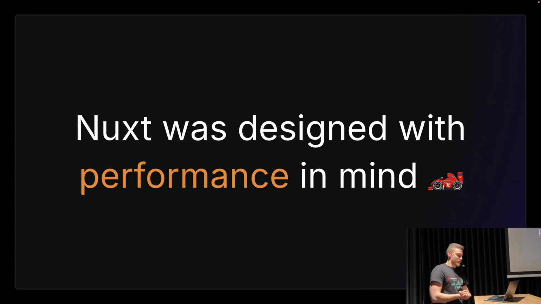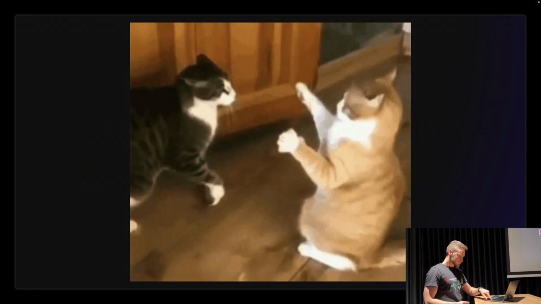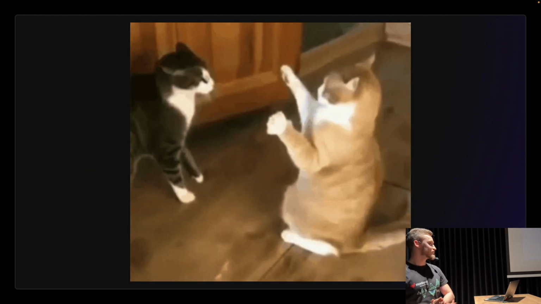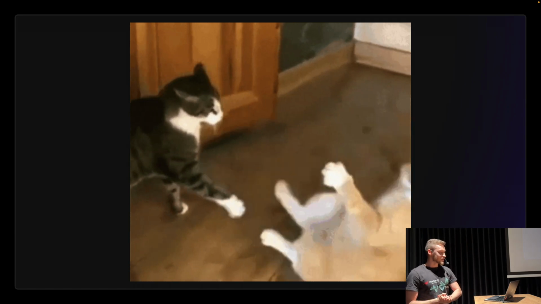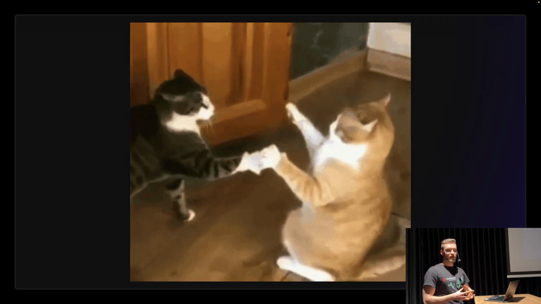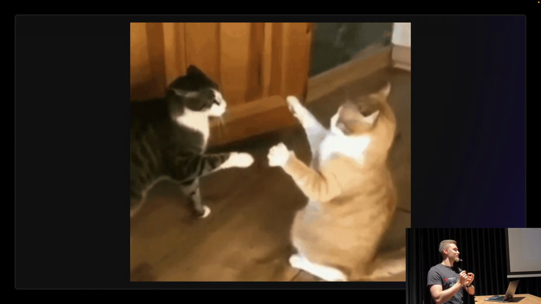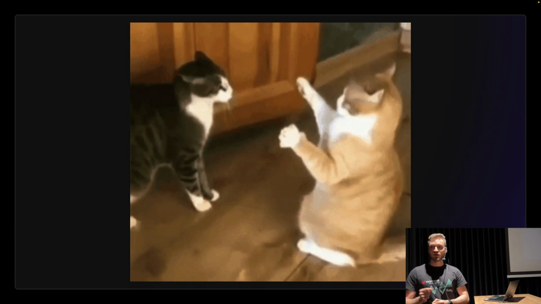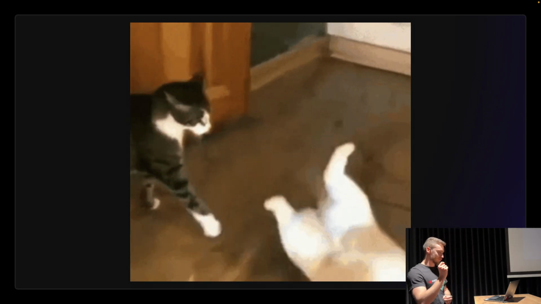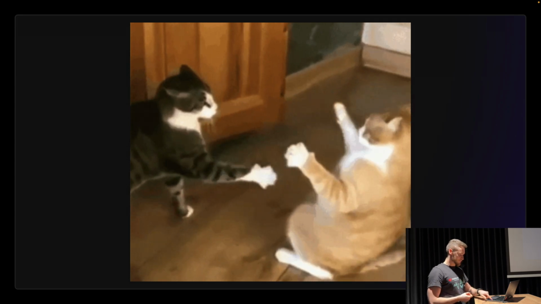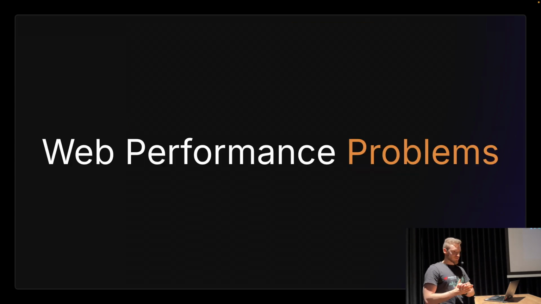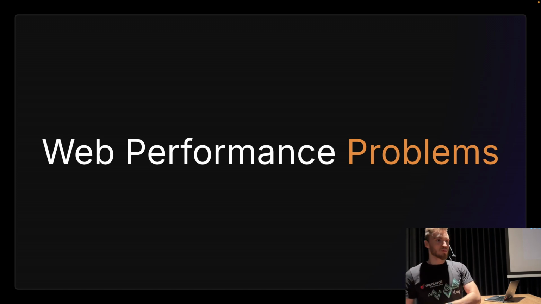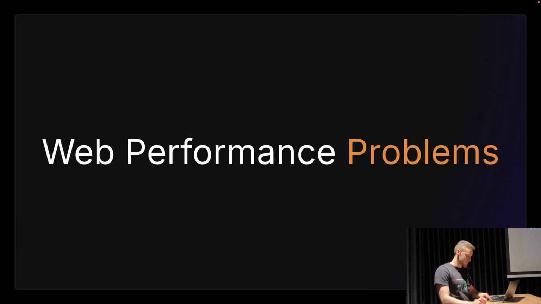So Nuxt as a framework was designed with performance in mind, but with all tools that are, let's say, built perfectly, there might be situations where you will just fall, right? And it's natural, right? Nuxt is a framework, so it's not a fully prepared solution for all cases you might have. It is just like a frame that you use to build your own projects. So in order to be able to maintain good performance score and good quality of your project, you need to be aware of the web performance problems that you can encounter.